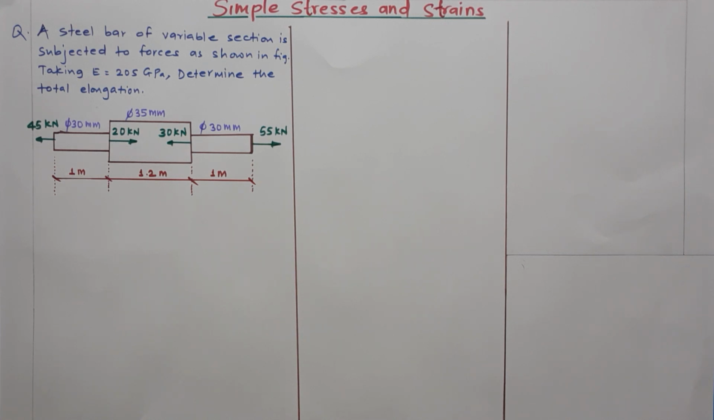Then how to find out total elongation produced in statically determinate structures? By using the principle of superposition, we find out the total elongation or contraction produced in statically determinate structures. Then what is the principle of superposition? The principle of superposition states that the total elongation or contraction is equal to the algebraic sum of the elongation or contraction of each part. That is, delta L is equal to delta L1 plus delta L2 plus delta L3 and so on.